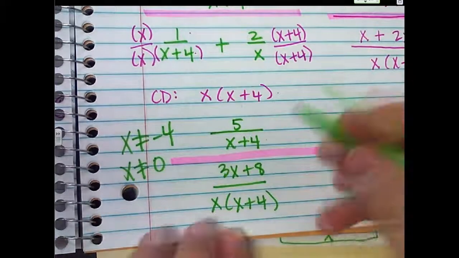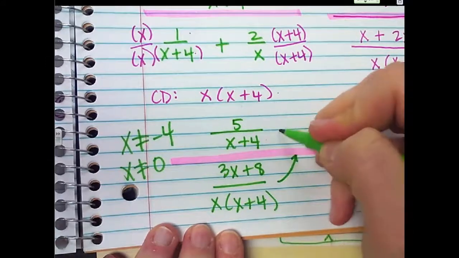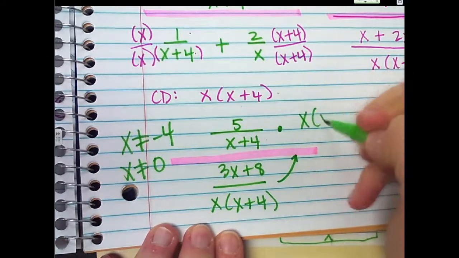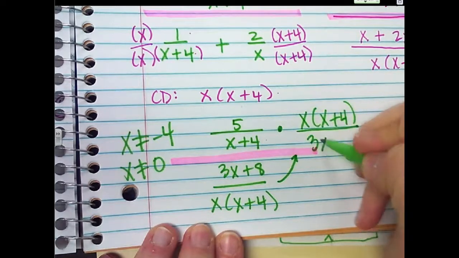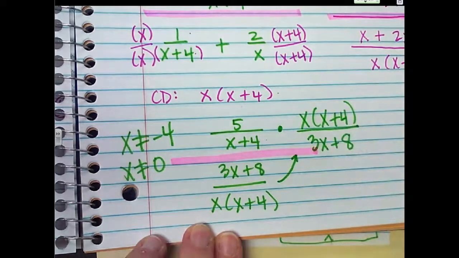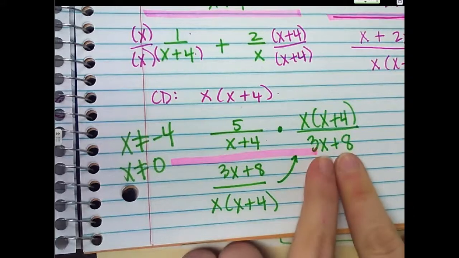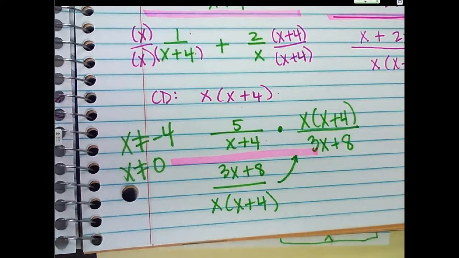But when I flip it, I'm going to take this whole thing and flip it. And what's going to be on the bottom now? 3x plus 8. So what can x not equal here? Zero or negative 8 thirds. If you're confused as how to get that, set it equal to 0, subtract over the 8, divide by 3. So x cannot equal negative 8 thirds.